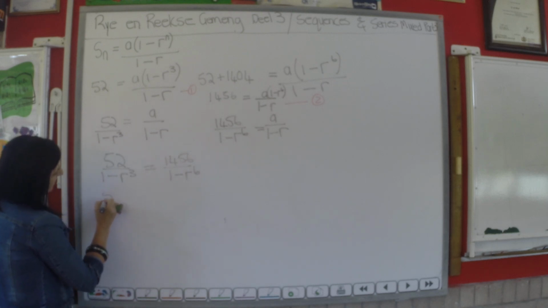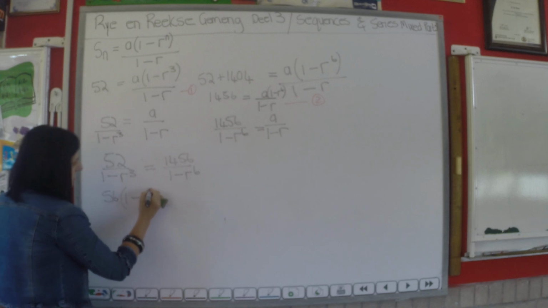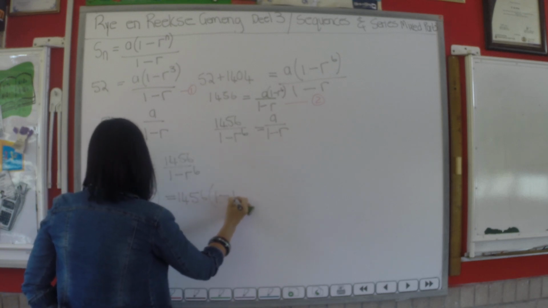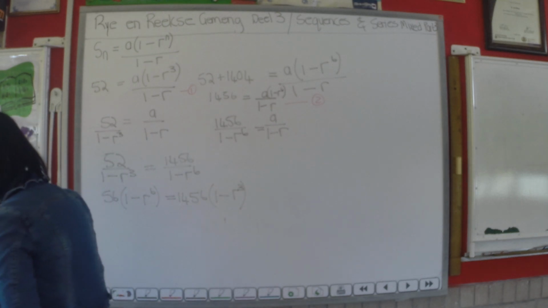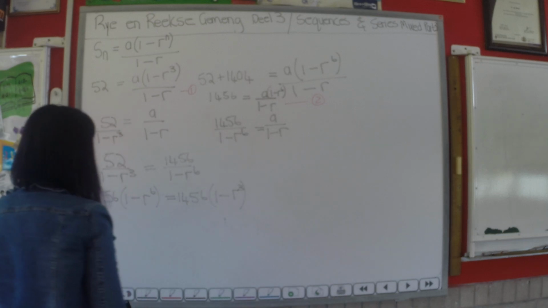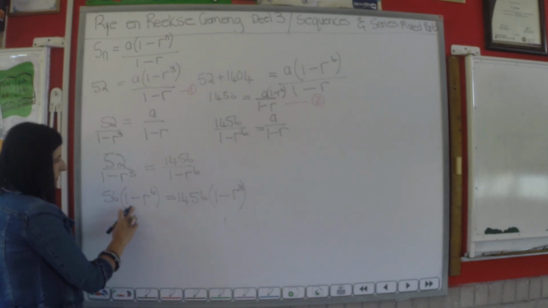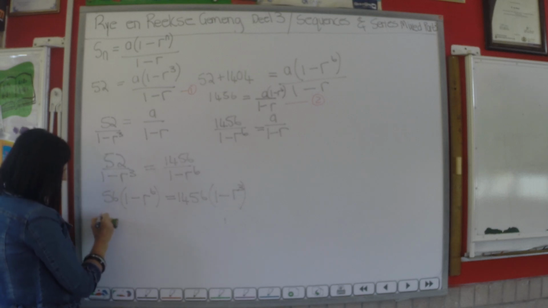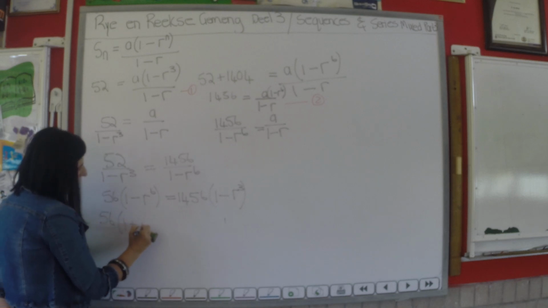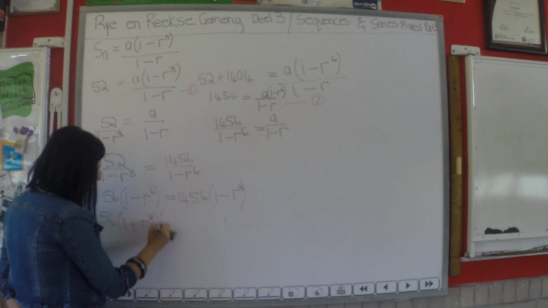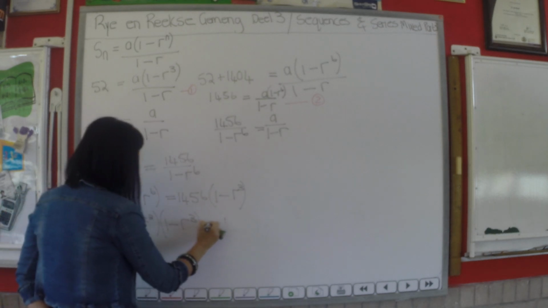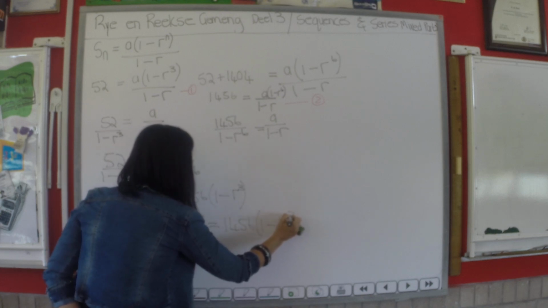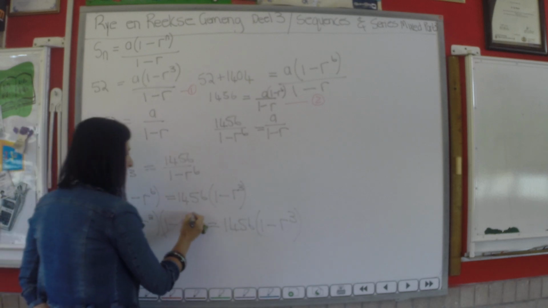We can say 56 times 1 minus R to the power of 6 equals 1456 times 1 minus R to the power of 3. And now what we can do is factorize this. It's the difference between 2 squares. So we can factorize that. It's 56 times 1 plus R to the power of 3 times 1 minus R to the power of 3. So that's 1456 times 1 minus R to the power of 3, and because that's on both sides, it can be cancelled.